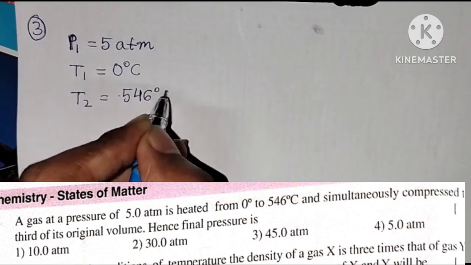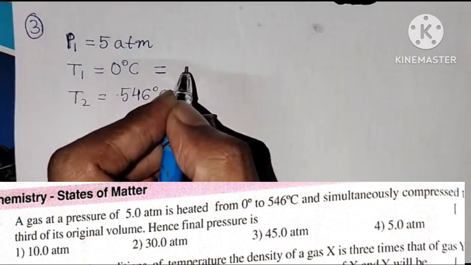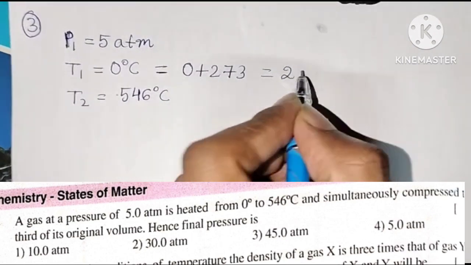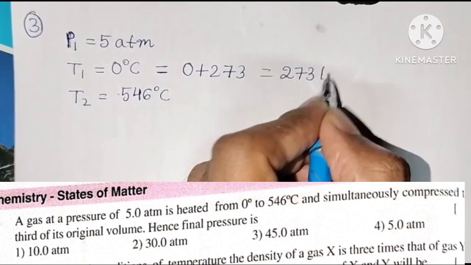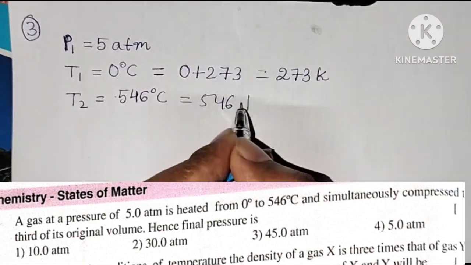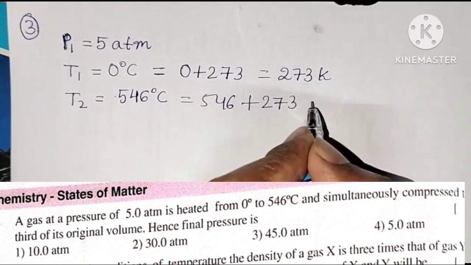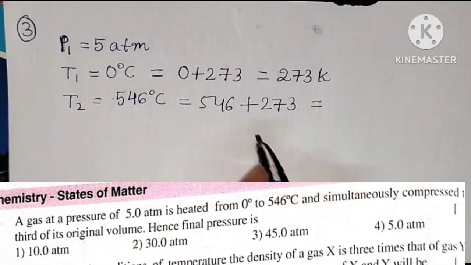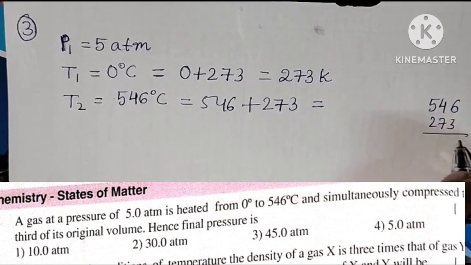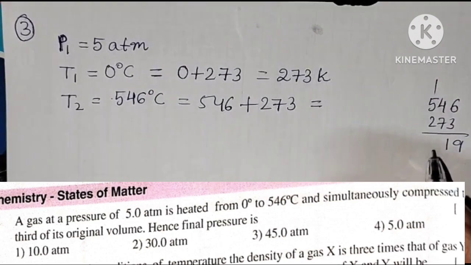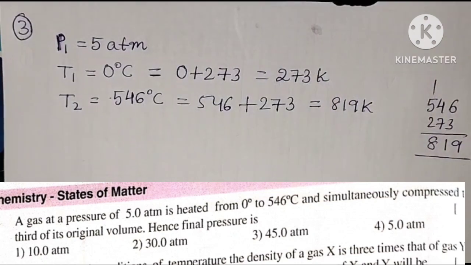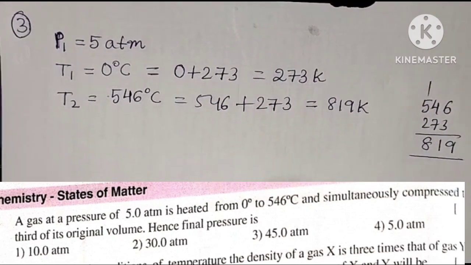546 degrees centigrade. So convert centigrade to Kelvin. So simply add 273. So 0 plus 273 Kelvin. So here 546 plus 273. So how much is 546 plus 273? 819 Kelvin. So to solve this problem, we have to use the ideal gas equation.